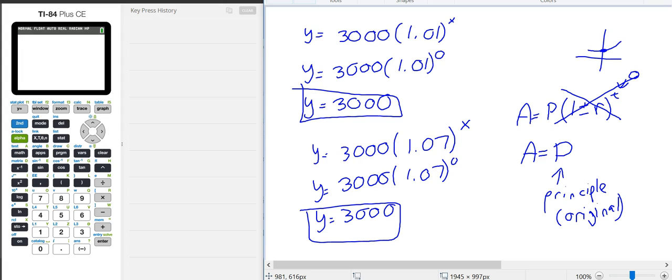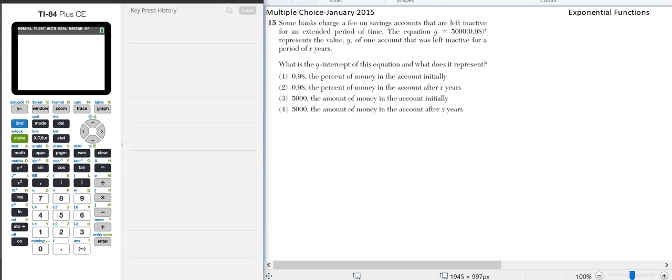Let's look at an example. This is question number 15 from the January 2015 Algebra 1 Regents. Some banks charge a fee on savings accounts that are left inactive for an extended period of time. The equation y is equal to 5,000 times 0.98 to the x represents the value y of one account that was left inactive for a period of x years. What is the y-intercept of this equation, and what does it represent?